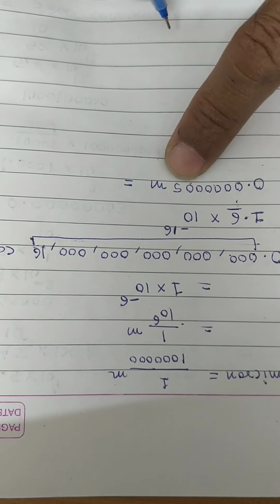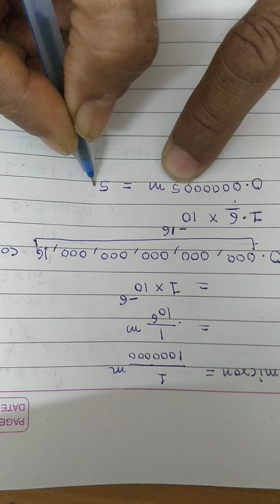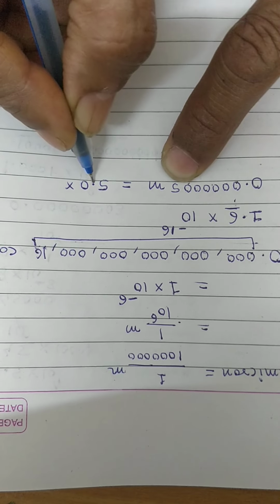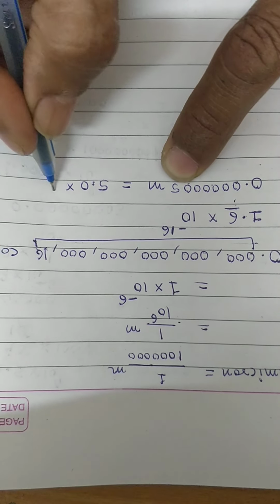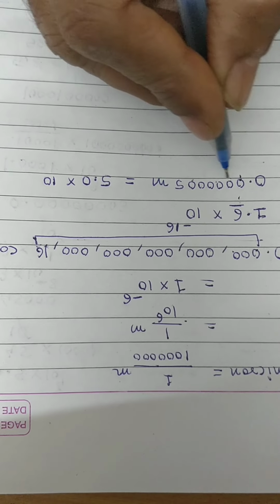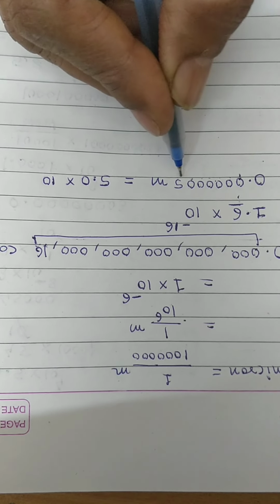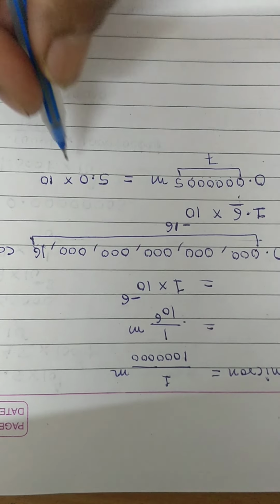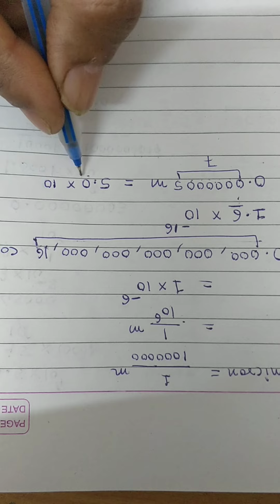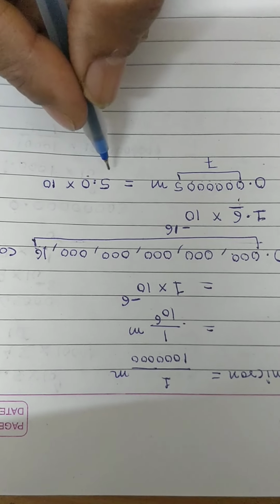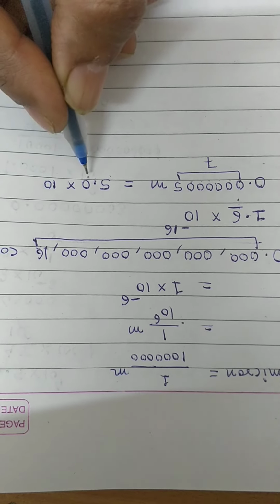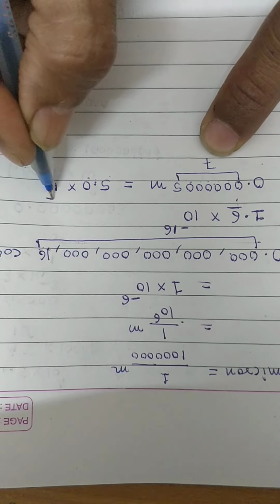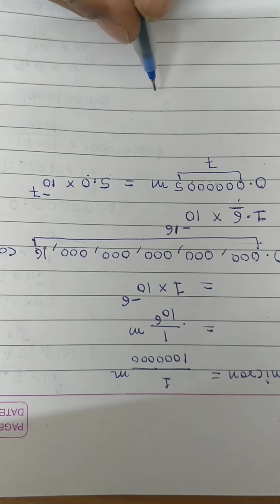So the first non-zero digit is 5. Then we should put a decimal point. Here 1 2 3 4 5 6 7, that means there are 7 digits after the decimal point. But here there are no digits after the decimal point. Here 5.0, that means nothing is there. That means 7 digits are decreased. So 10 raised to minus 7. Okay.